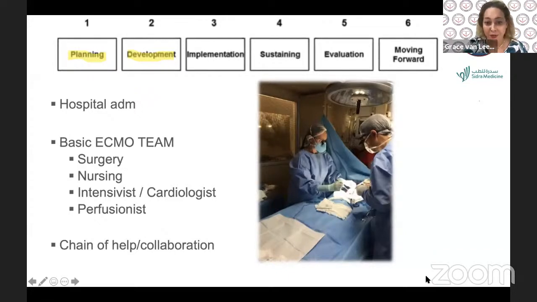And we started with a very basic team: the surgeon, a few nurses, a few intensivists and cardiologists, and one perfusionist. But what we had, and that's something that I truly recommend you to get, is a chain of help and collaboration. This is going to make your learning curve much better because you use the expertise and the knowledge of others in your own program. You don't need to figure out things by yourself. You can ask your colleagues who are much more experienced than you. So that's what we did.